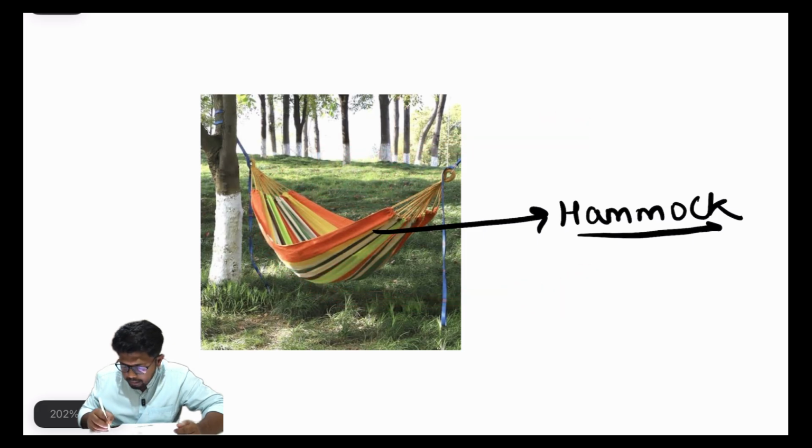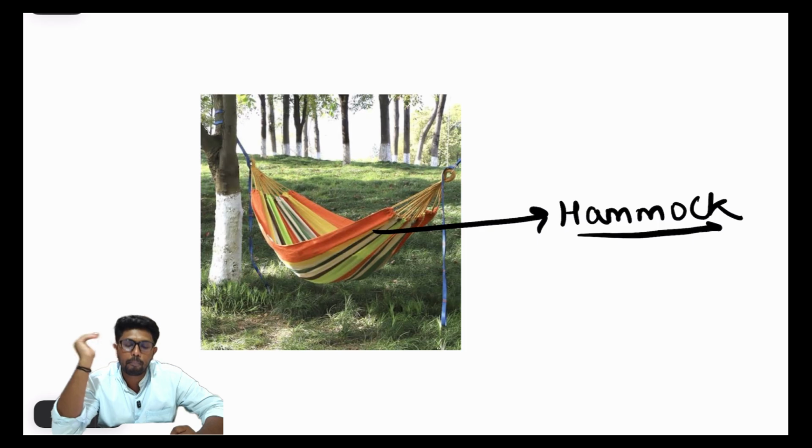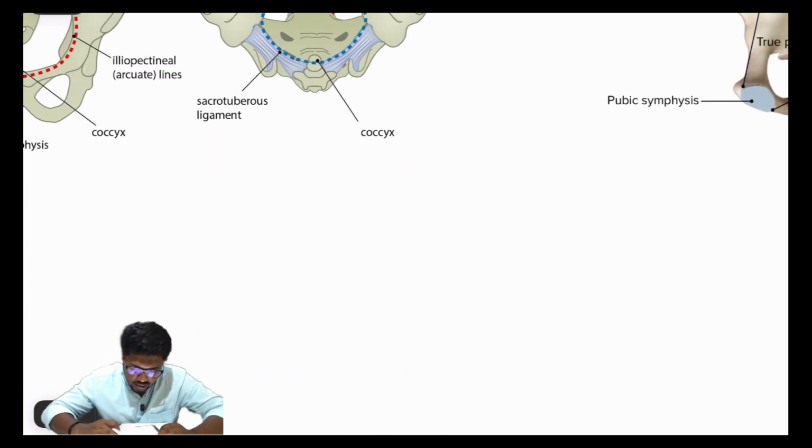So what is the pelvic diaphragm? It is a gutter-shaped muscular partition that is slung like a hammock and separates the pelvic viscera above from the perineum below. Now we'll see what structures, what muscles, form this pelvic diaphragm. For that, firstly we'll see one diagram.